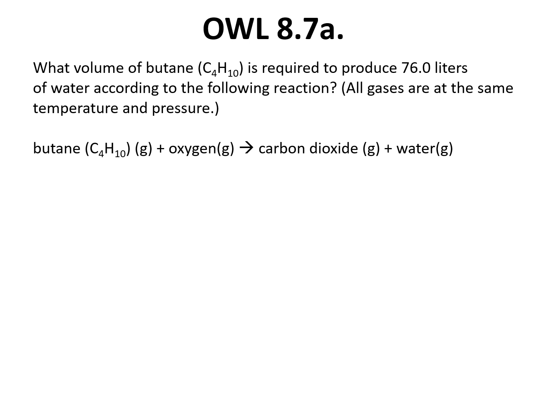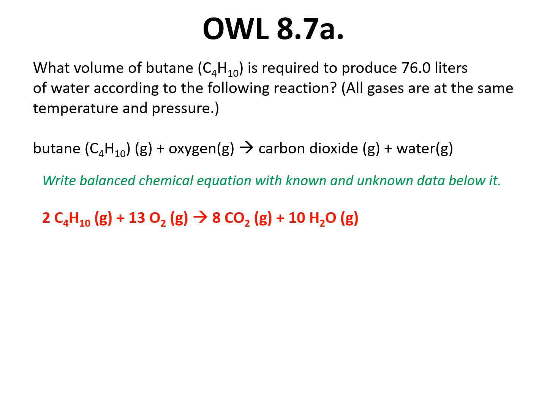We're going to look at a problem that illustrates that principle. OWL 8.7. What volume of butane, C4H10, is required to produce 76 liters of water according to the following reaction? So we have butane reacting with oxygen to form carbon dioxide and water. We need the balanced chemical equation, and so a little tricky to balance this one. The coefficients end up being 2, 13, 8, and 10. Those coefficients represent mole ratios, and they also represent volume ratios.